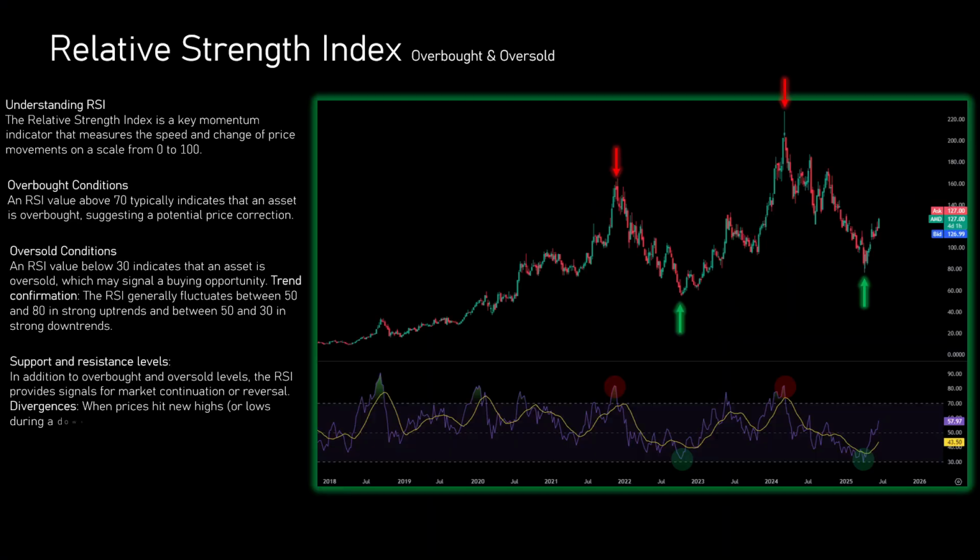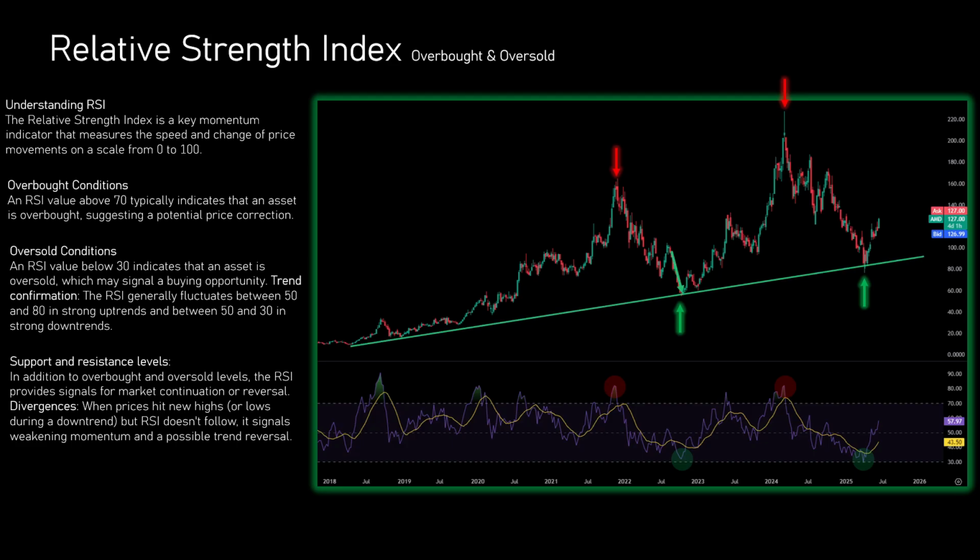The Relative Strength Index, or RSI, is another key momentum indicator. It measures the speed and change of price movements on a scale from 0 to 100. An RSI above 70 typically indicates an overbought condition, suggesting a potential price correction. An RSI below 30 signals an oversold condition, which may be a buying opportunity.